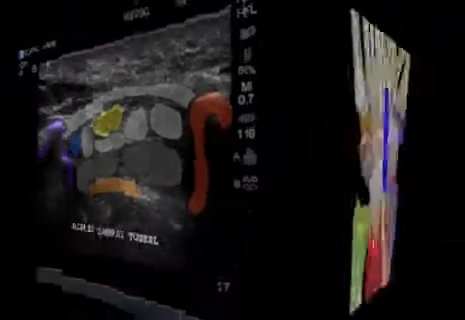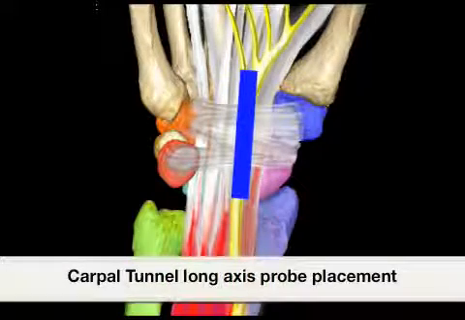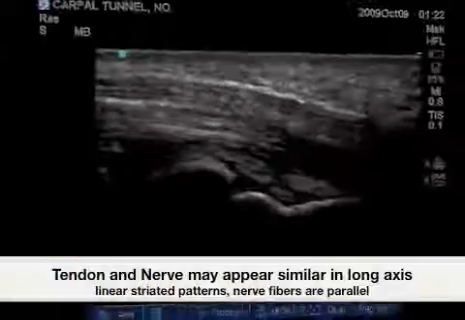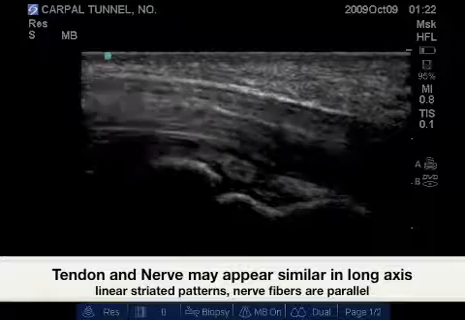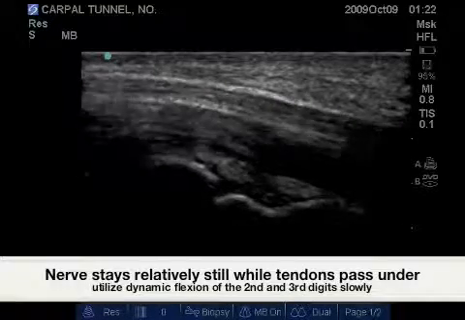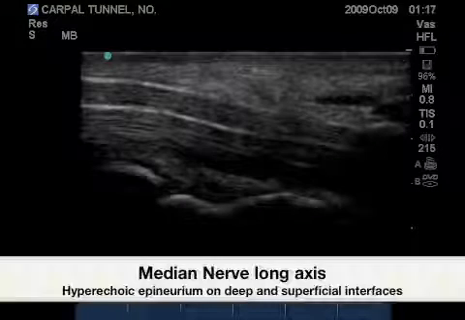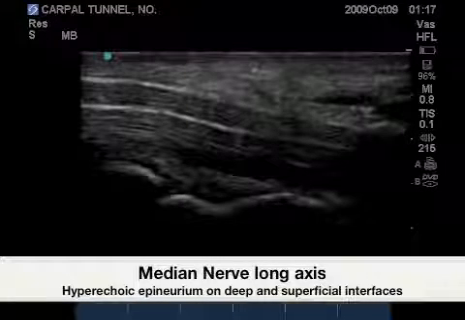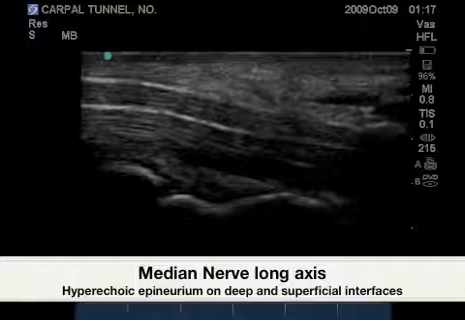Probe position, long axis carpal tunnel. In long axis, nerves and tendons can look similar, so dynamic flexion will determine nerve from tendon, as the tendon will slide beneath the nerve while the nerve stays in a relatively stationary position.